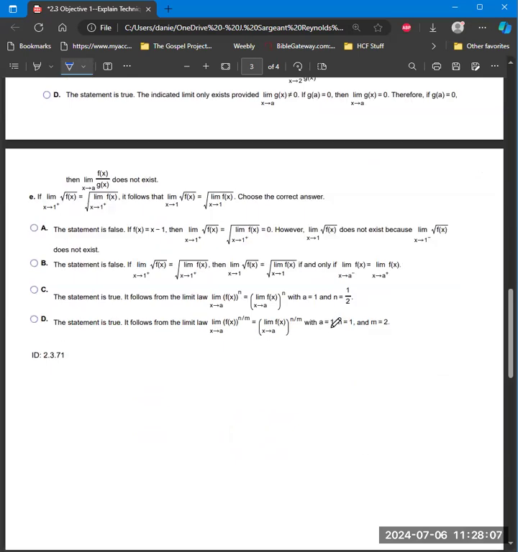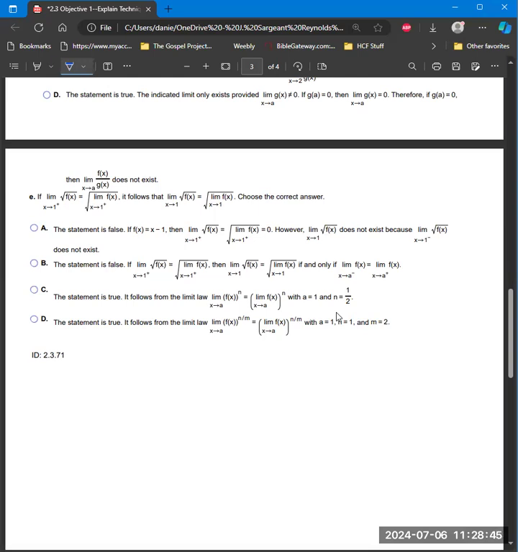And then E, which is our last question here. If the limit of the square root of f of x as x approaches 1 from the right equals the square root of the limit of f of x as x approaches 1 from the right, it follows that the limit of the square root of f of x as x approaches 1 is equal to the limit of f of x as x approaches 1. So not necessarily because you've just done one side from the right, it doesn't necessarily mean that there's behavior from the left at all.